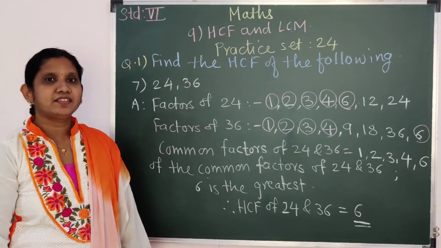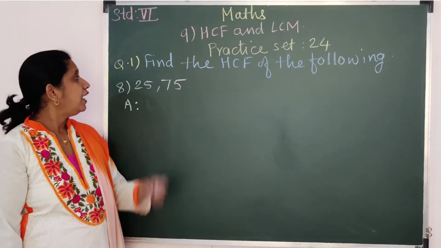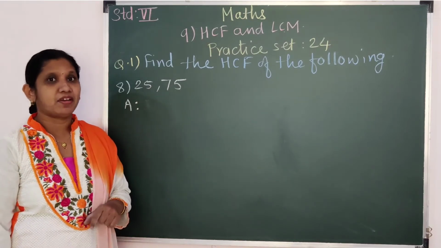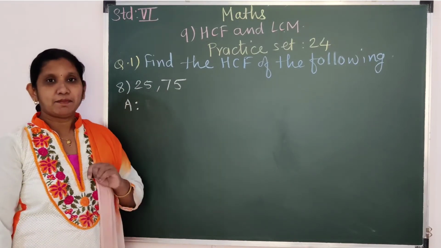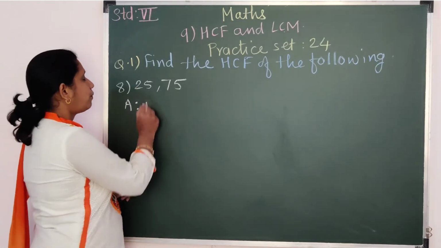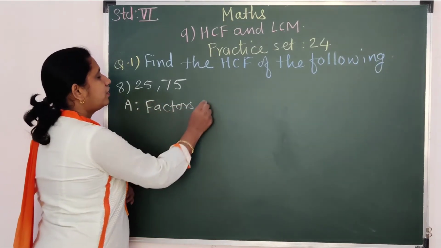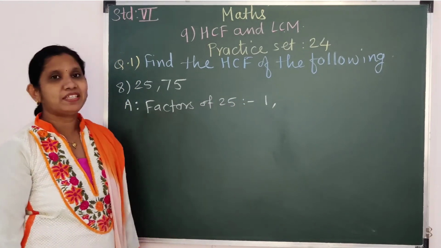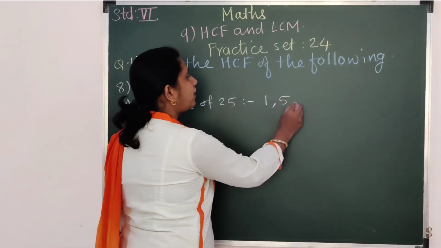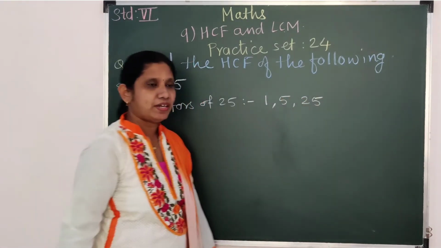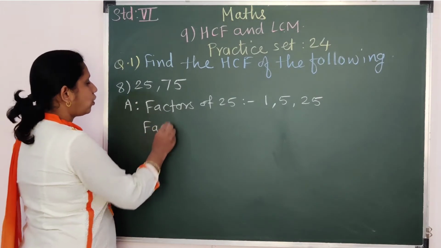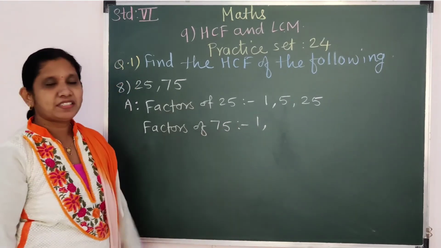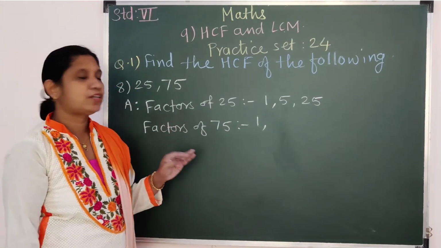Is it okay, children? Students, see, in example number 8, the numbers given are 25 and 75. Actually, both are multiples of each other. But let us find out the factors of 25. 1 as usual is a common factor. Unit place digit is 5, so it is divisible by 5, and 25 1s are 25. Now let us write the factors of 75.